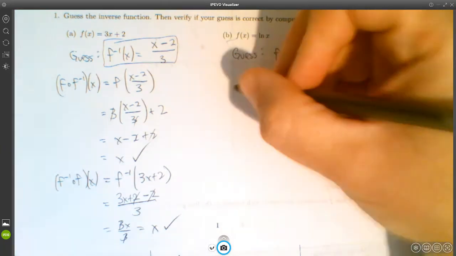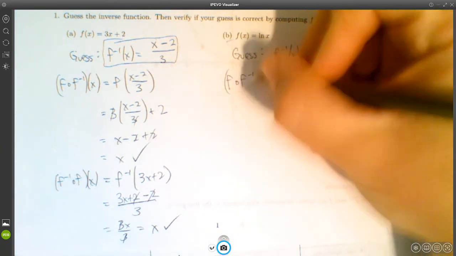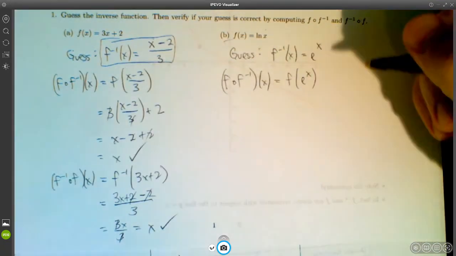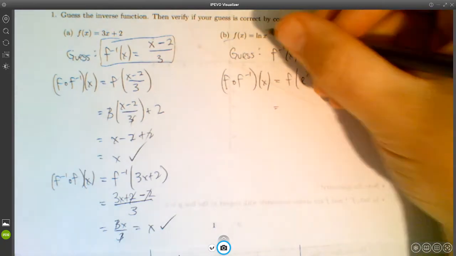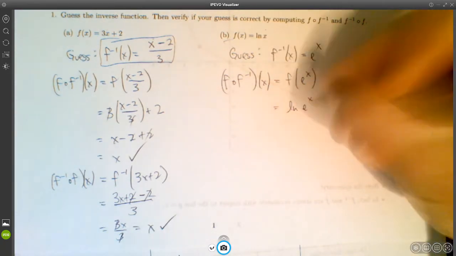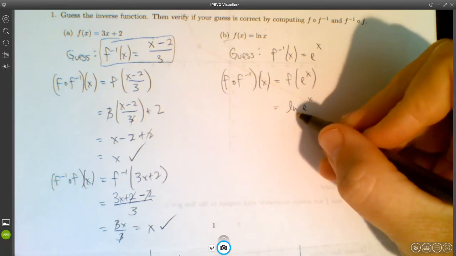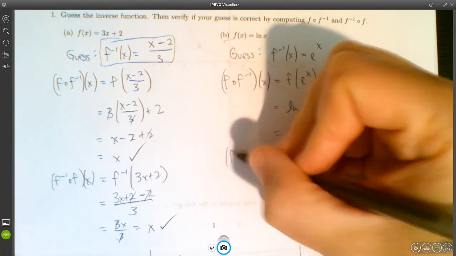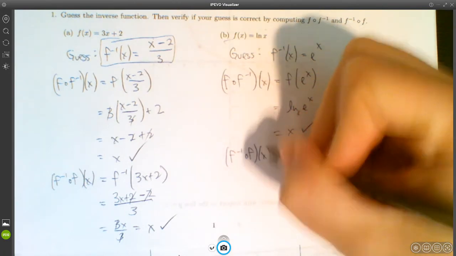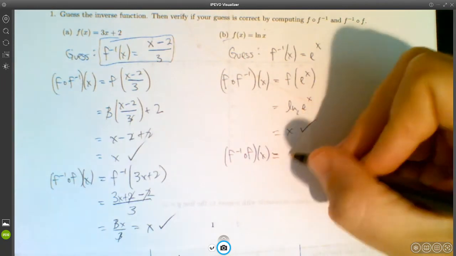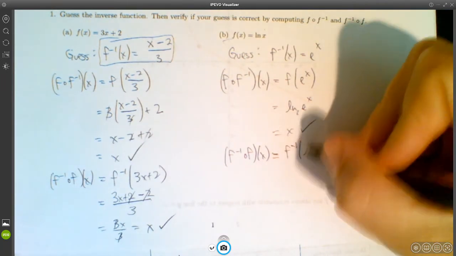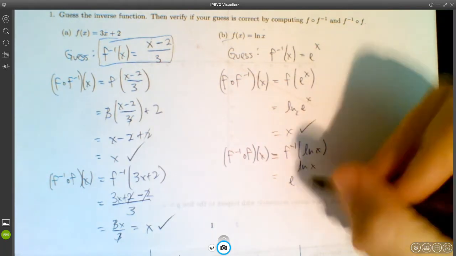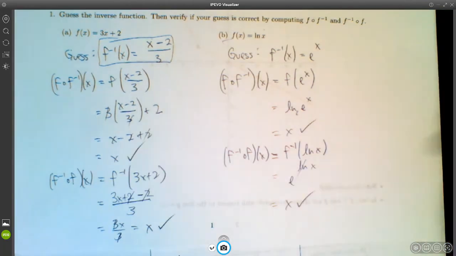And we can check that, right? If we take f of f inverse, this would be f of e to the x. That would be ln of e to the x. The bases match, right? This is a log base e of e to the x, so we just get x, sure enough. And if we look at f inverse of f, this is going to be f inverse of ln of x. That's going to be e to the ln of x. Again, the bases match, so they cancel, and you just get x, sure enough.